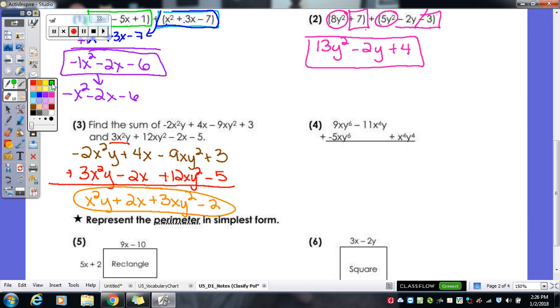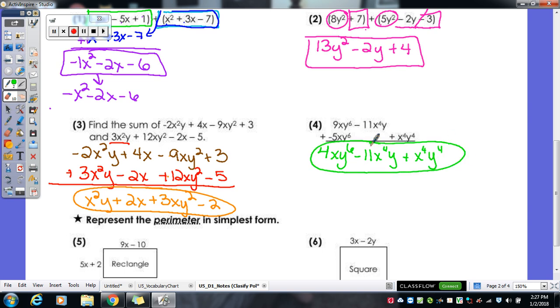Four, they already lined up for us, which is very nice. So 9 plus a negative 5 would give us 4xy to the 6th. My negative 11x to the 4th y, does that have anything to combine with? Nope, so that's just going to stay exactly the way it is. I'm just going to bring that down. And then how about the x to the 4th y to the 4th? Nope. So we just bring that one down. That ends up being our final answer.